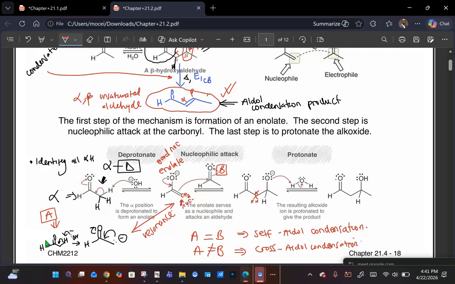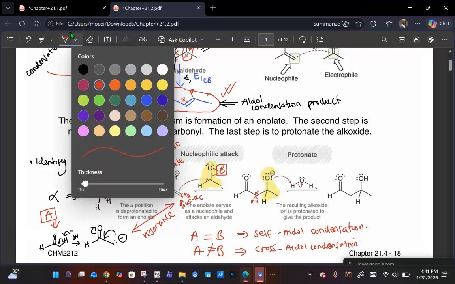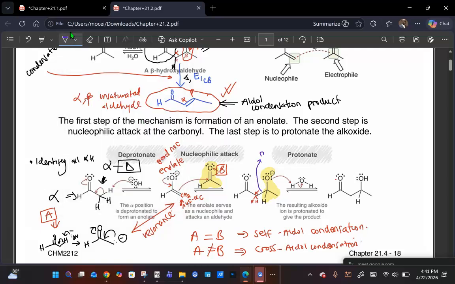So you're attacking the second piece. Let me see if I can highlight it. Yeah, you're attacking this piece. And that part will be this part right here. You asked about the new bond. Yes, there's a new bond right here. And that's what helps me to draw the shortcut, especially once I do my condensation.